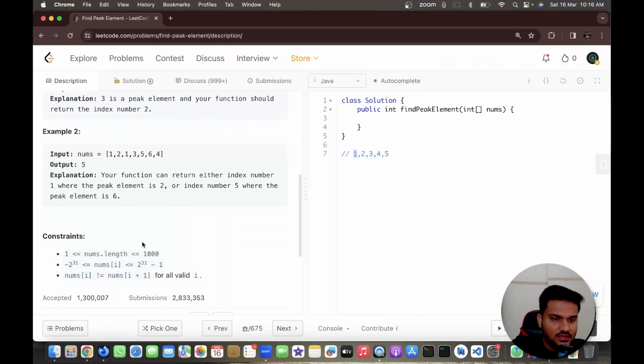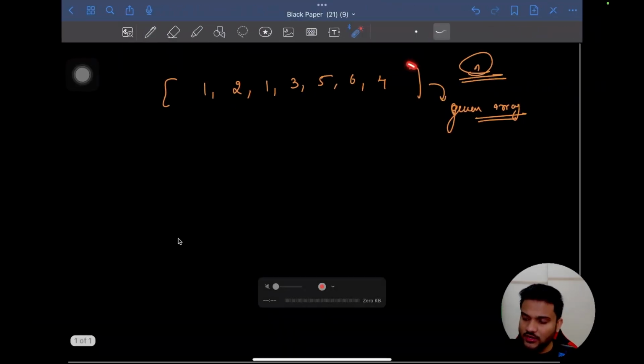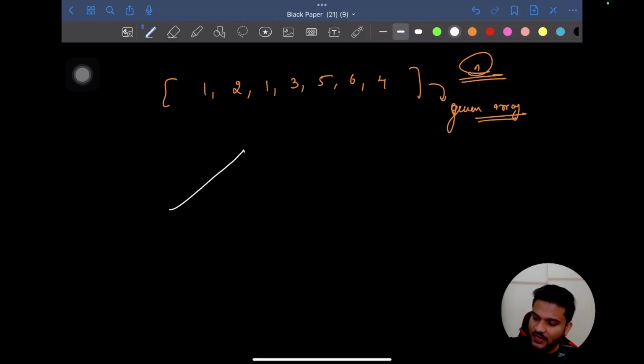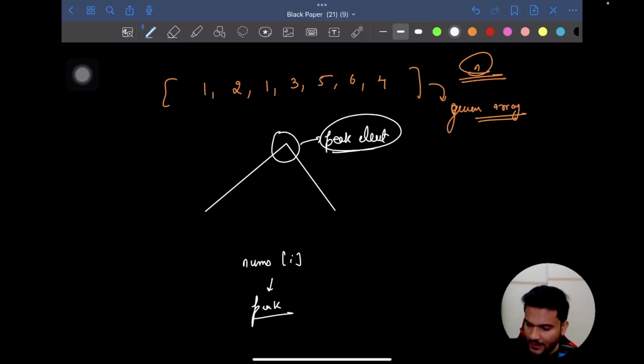If you take a look at the constraints, n can be as big as 1000, but an interesting part is that they are expecting us to figure out a log n algorithm. Now what the question says is that you need to find something like a peak element. What's a peak element? If let's say you consider nums at i as the peak element, then its value should be greater than nums at i plus 1 and nums at i minus 1. Its value should be greater than both of these things.